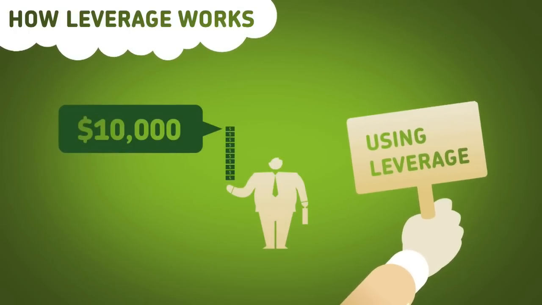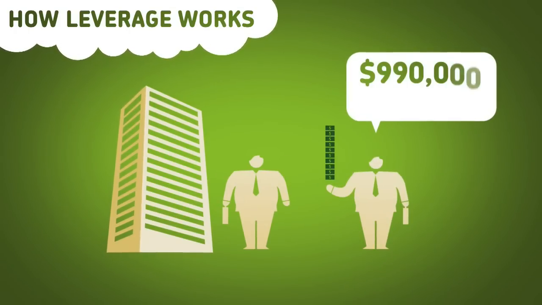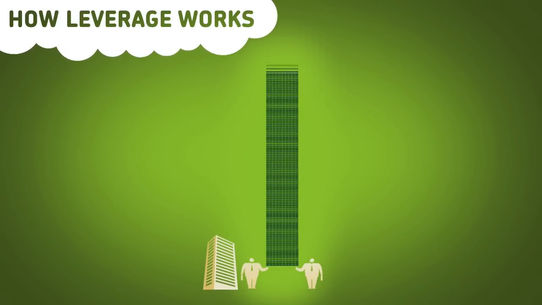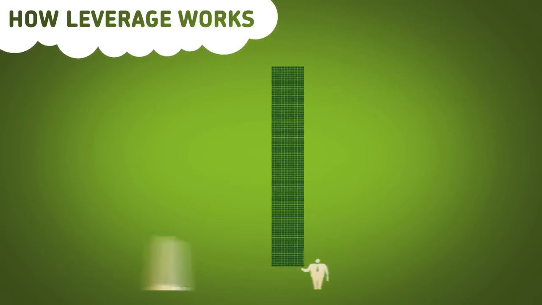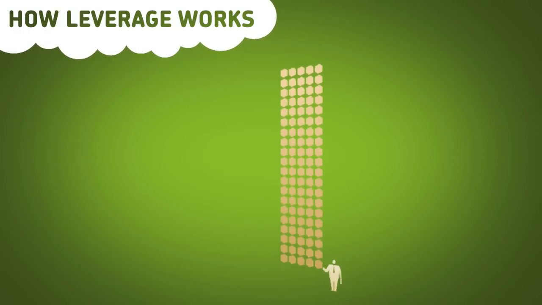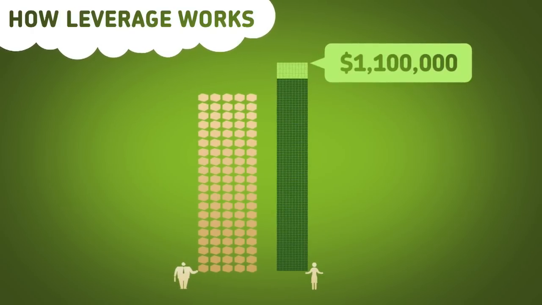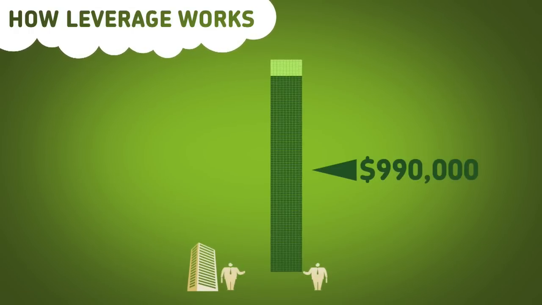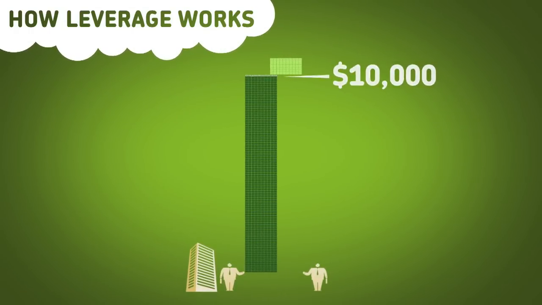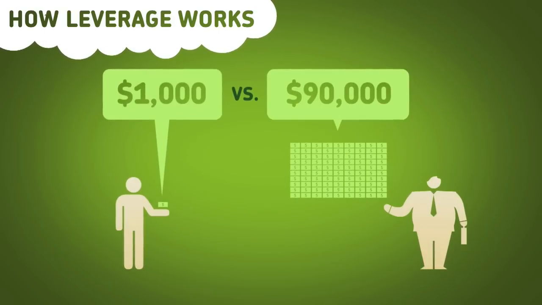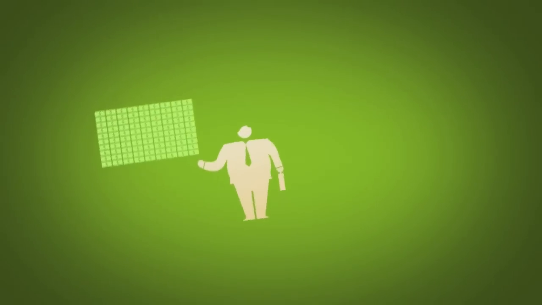But using leverage, someone with $10,000 would go borrow $990,000 more dollars, giving him $1 million in hand. Then he goes and buys 100 boxes with his $1 million and sells them to someone else for $1,100,000. Then he pays back his $990,000 plus $10,000 in interest. And after his initial $10,000, he's left with a $90,000 profit versus the other guy's $1,000. Leverage turns good deals into great deals. This is a major way banks make their money.